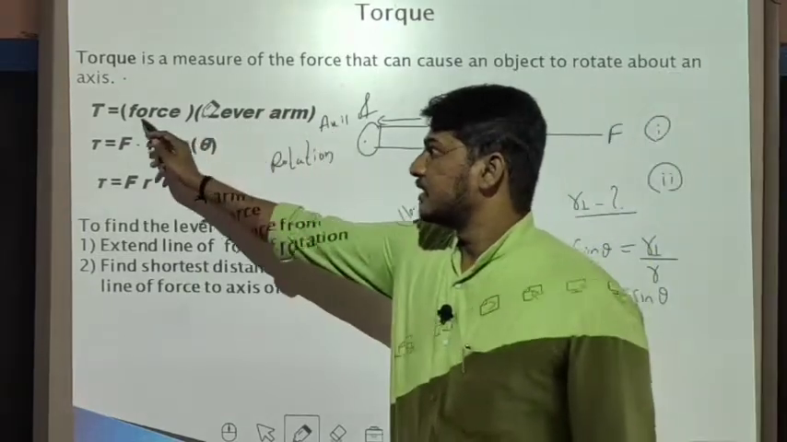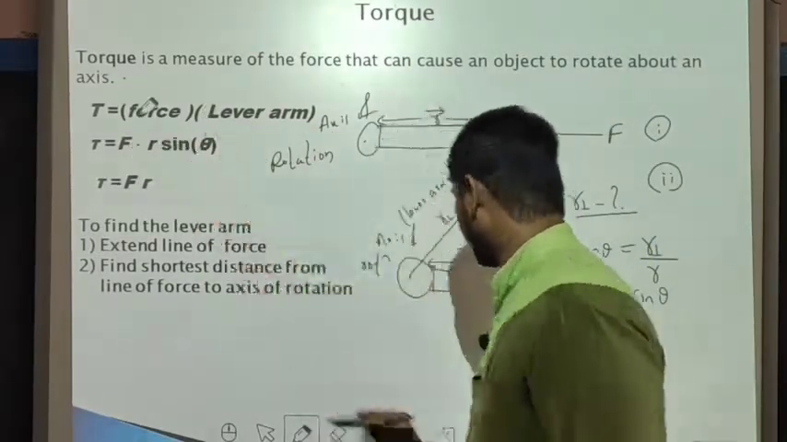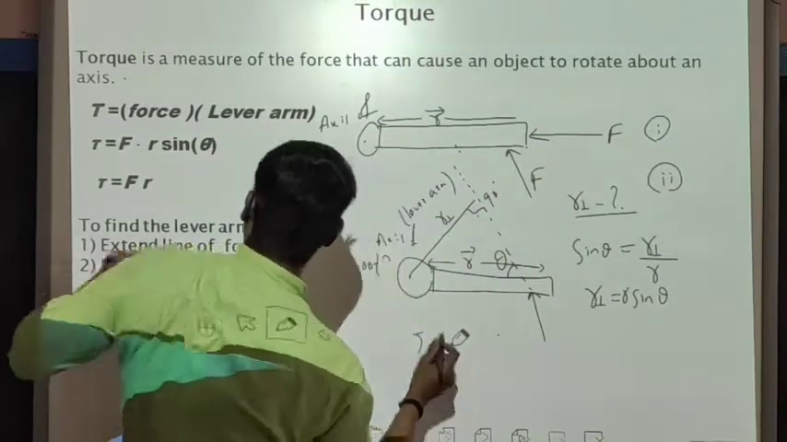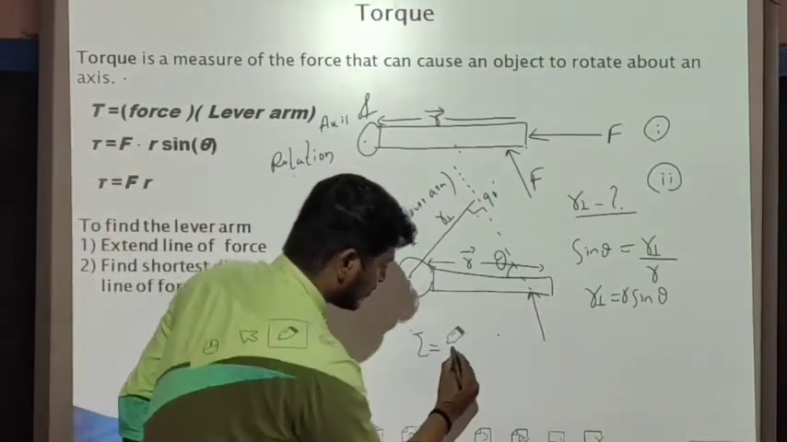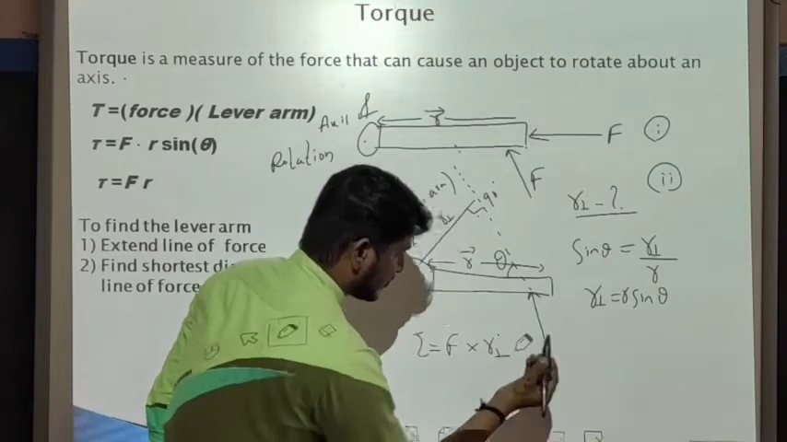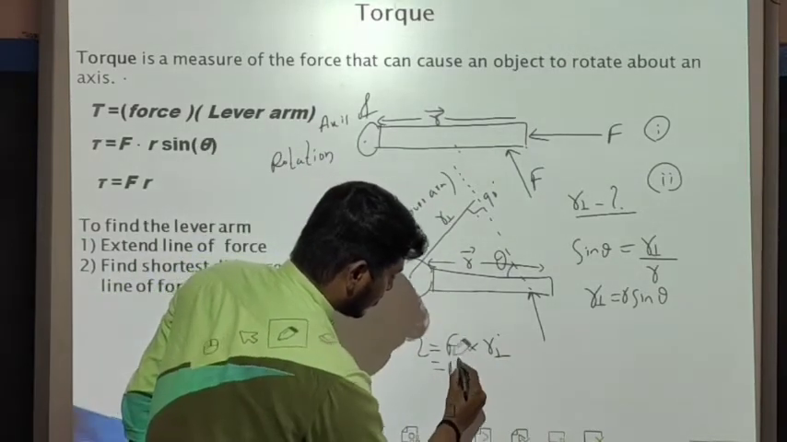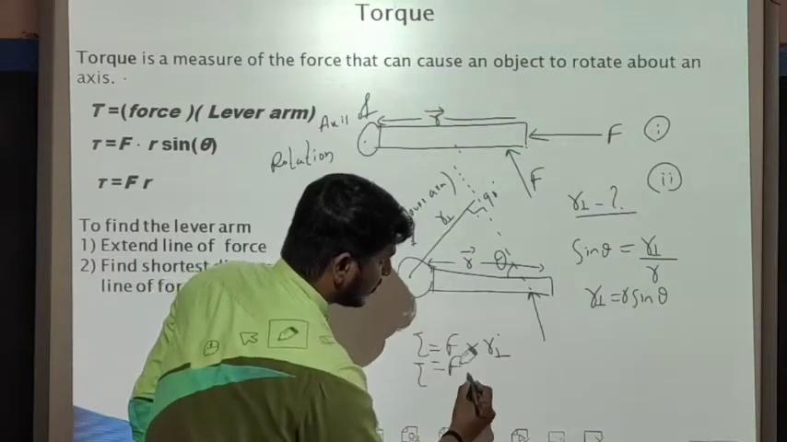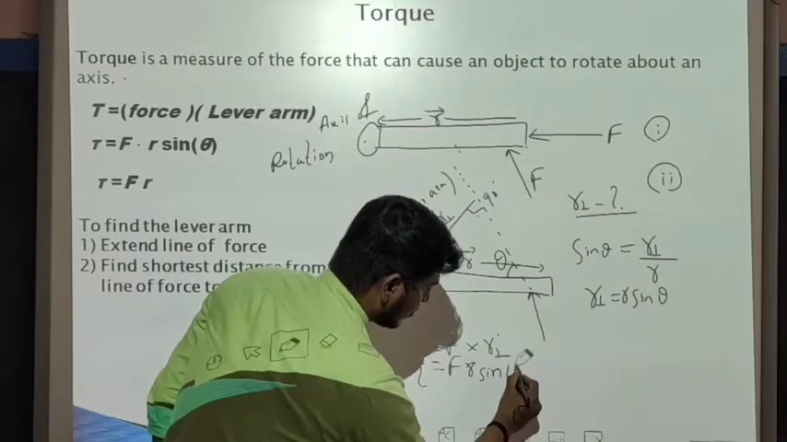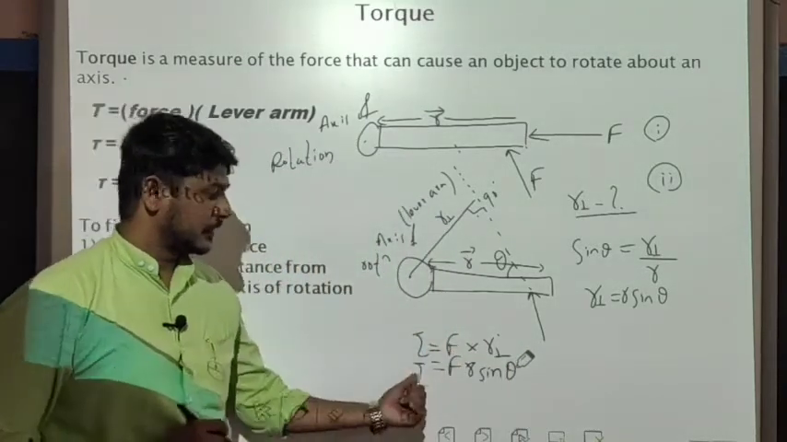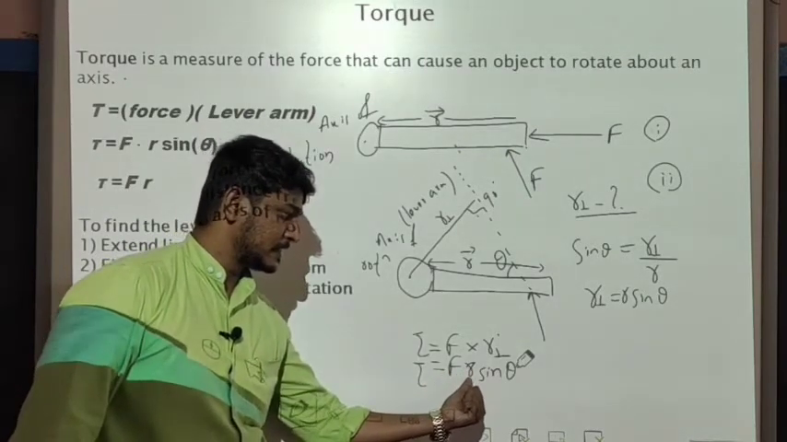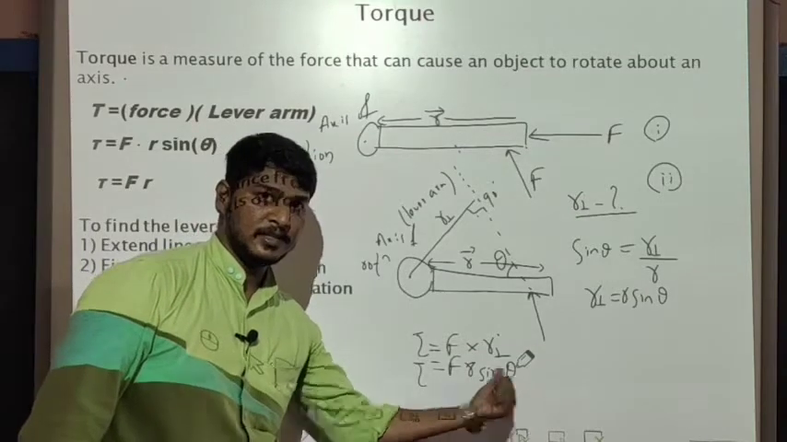Then here we need to substitute the magnitude of force. Torque is equal to force into lever arm, that is F into the lever arm, which is nothing but the perpendicular distance. If we substitute these values, we get torque is equal to F R sine theta. Here you can see that torque depends on force, distance vector and sine theta.